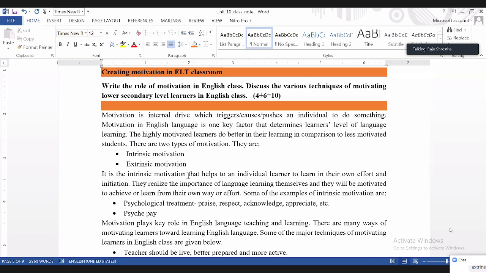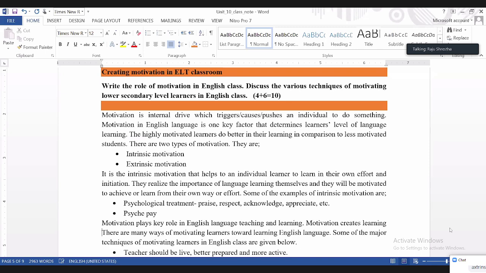Let me add a few more roles here. Key role in English language teaching and learning. Motivation creates a learning environment, a learning culture among the learners.